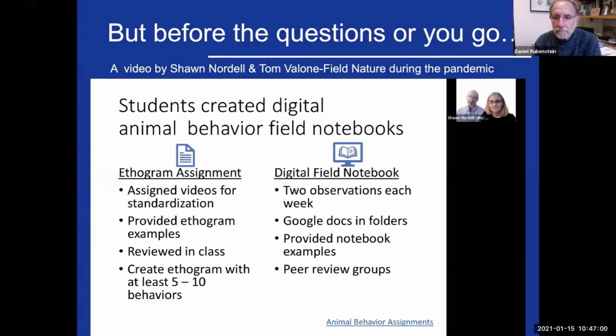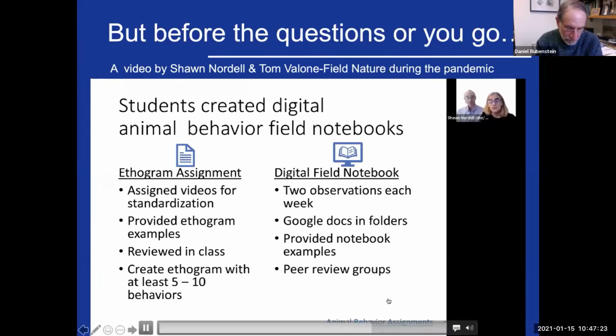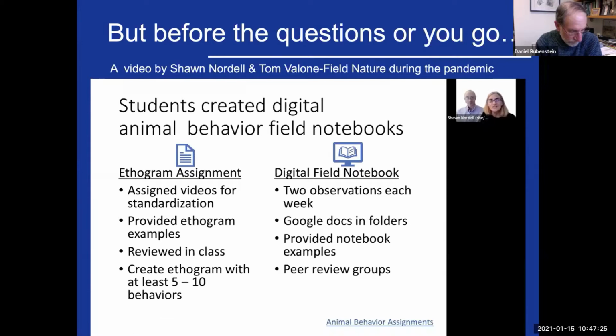And we had them keep it down to a list of 5 to 10 interesting behaviors that they would observe. Then once they had that skill, we asked them to continue those observations. That's something we often do: throughout the semester, we want them to be exposed to more and more observations of animals. But what we had them do now is do it through nature cam. So they did a digital field notebook, 2 observations each week.